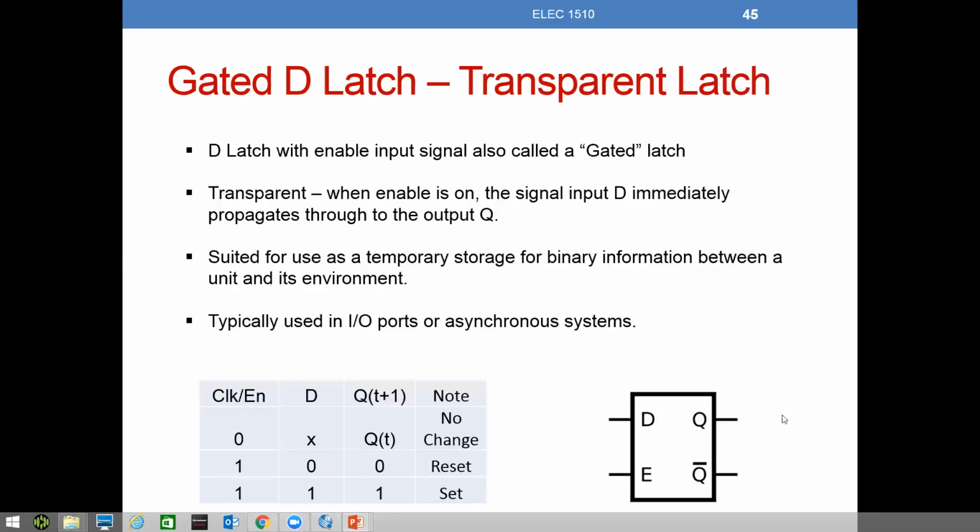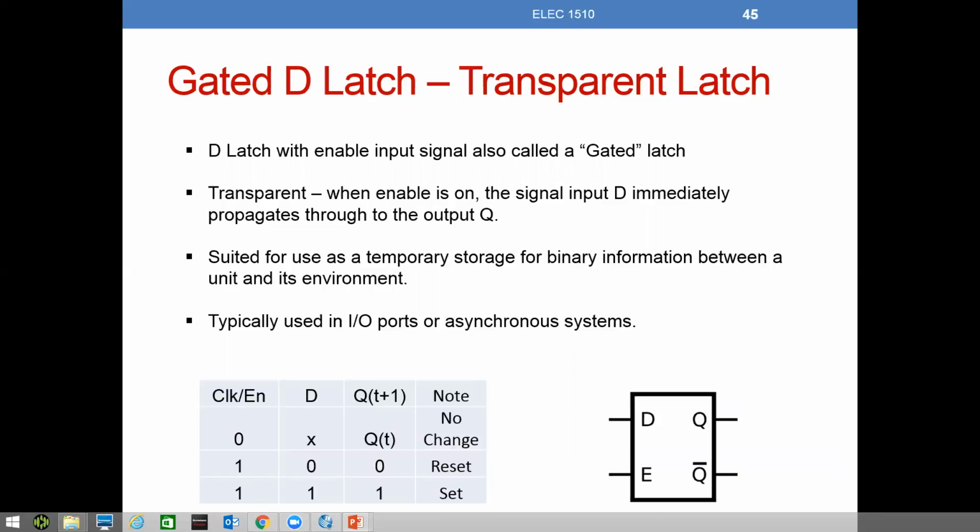So a gated D latch is also called a transparent latch, meaning whatever's on D becomes the output to Q when it's enabled. It's typically used in I/O ports or asynchronous systems. An example of an I/O port is a keyboard. Your keyboard buffer uses latches. If I press the K key, it's going to keep track of the fact that I pressed the K key and store that information in memory.